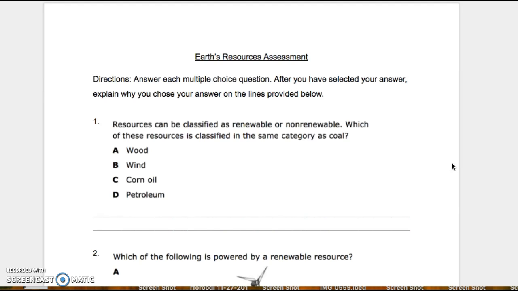Which of these resources is classified in the same category as coal? A. Wood. B. Wind. C. Corn oil. D. Petroleum.